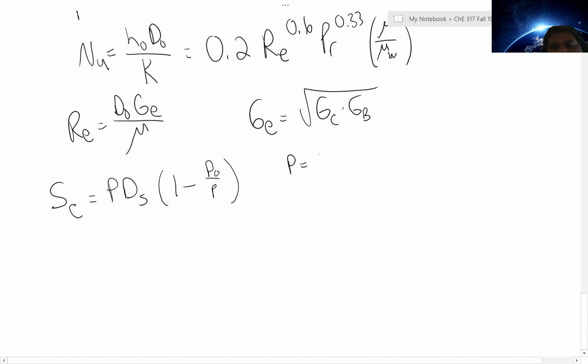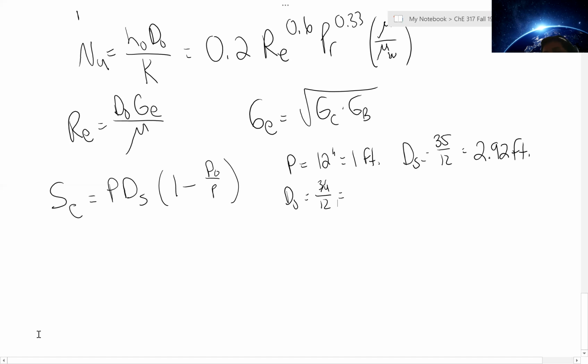For this problem, the baffle pitch was 12 inches or 1 foot. The shell side diameter given was 35 inches, which should be approximately 2.91 or 2.92 feet. The outer diameter is a 3/4 inch tube, so 0.75 divided by 12 or 0.0417 feet. And the tube pitch was 1 inch or 1 divided by 12 feet or 0.083 feet.